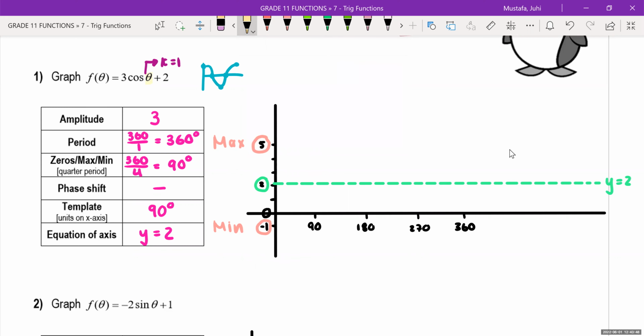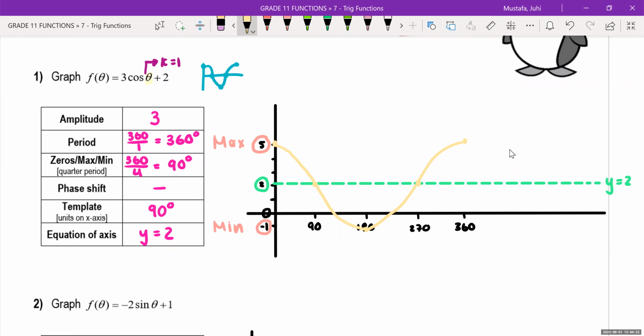Okay, so I'm going to start at the maximum and move over a quarter period every time you're drawing your next dot. Also, what is a 0? The 0 is always the equation of axis. So I started at the maximum, then I went to the equation of axis, then I'm going to go all the way to the minimum. I'll go back to the equation of axis, and I'll go up to the maximum. And that shows me one cycle of this graph.